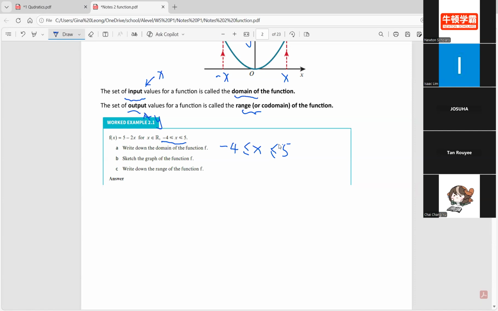Actually, your question 10 is wrong. Your question 10 is wrong. I sent you, you're not doing the inequality method.